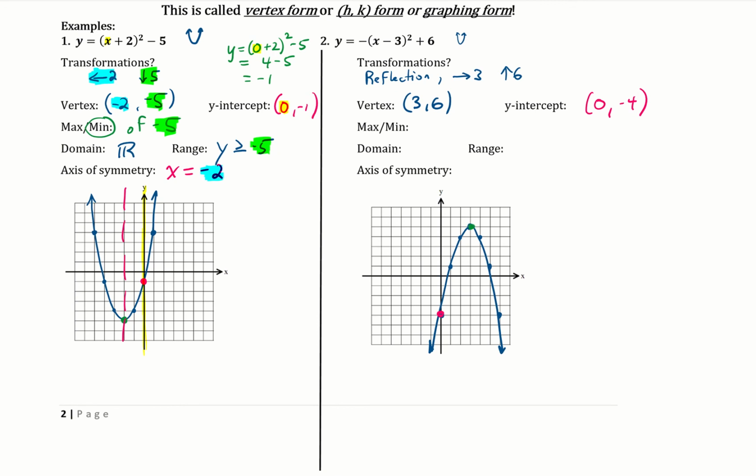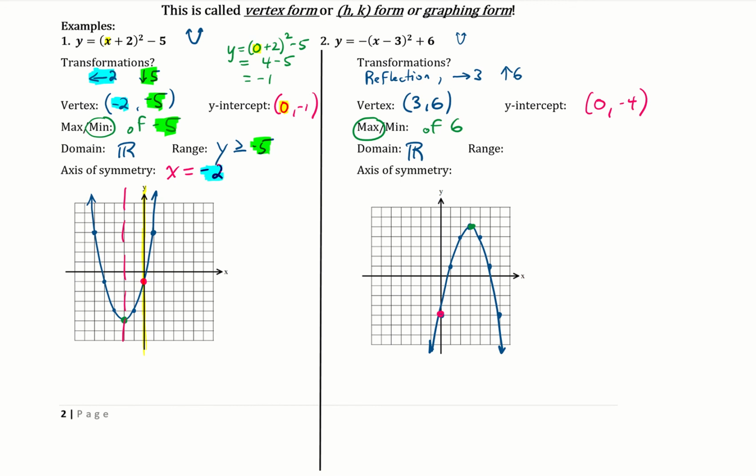The vertex this time is the highest point, so it's a maximum of 6, because that's the highest height our graph reaches. Domain looks at the graph from left to right, so it goes left forever, right forever. That means that the domain is all real numbers.